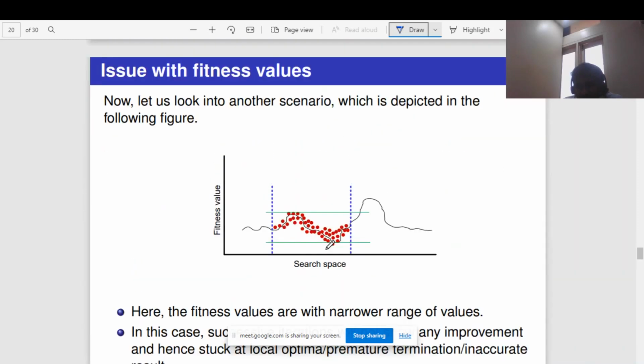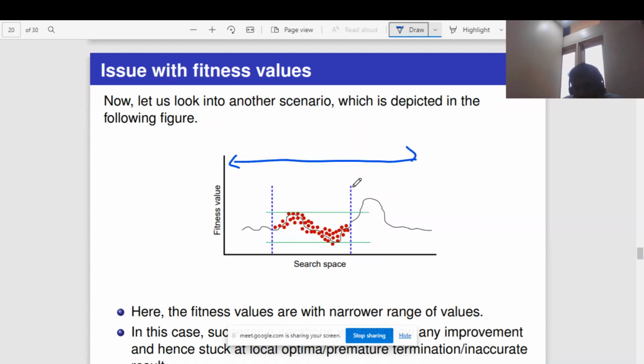This is another case. Here, this is the overall solution space, but the genetic algorithm got stuck in this range. That is, the genetic algorithm we are using is creating individuals only within this range, so its solution lies only within this range. It is not going beyond. In this case, this is our global optimum, and this point is the local optimum.